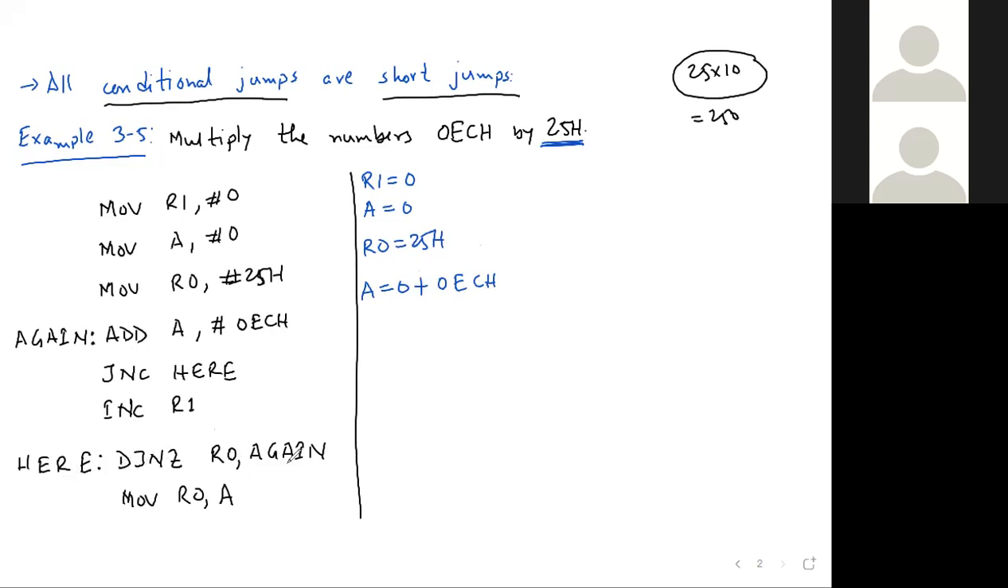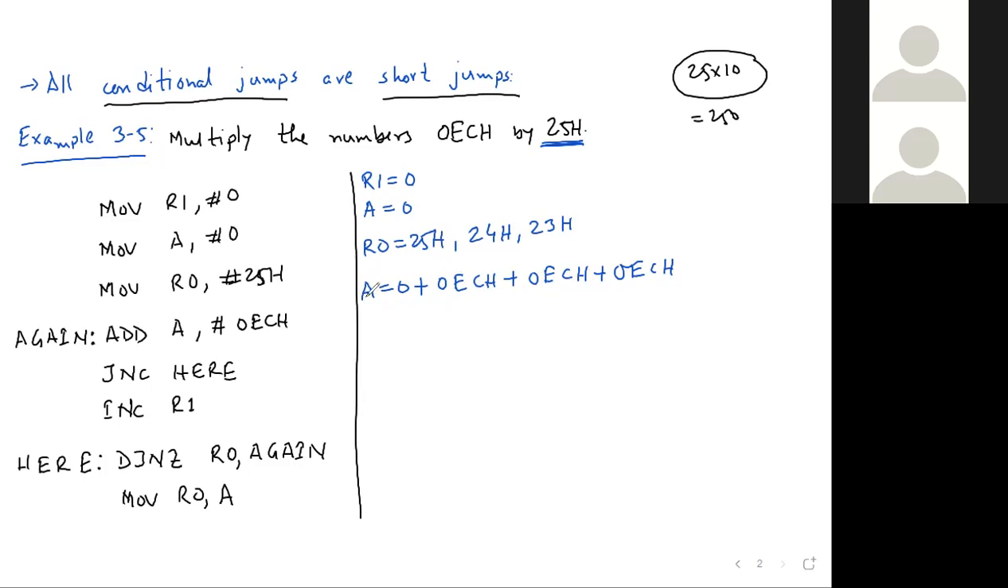DJNZ R0, again. Now R0 will become 24H and we jump to this level again. Then we add another 0ECH to A, check again whether there is a carry or not, and come over here. So you see, R0 goes on decreasing and you go on adding 0ECH. At some stage, before you reach 0 in R0, the result of this addition exceeds 8 bits, which means you cannot accommodate the result in register A.